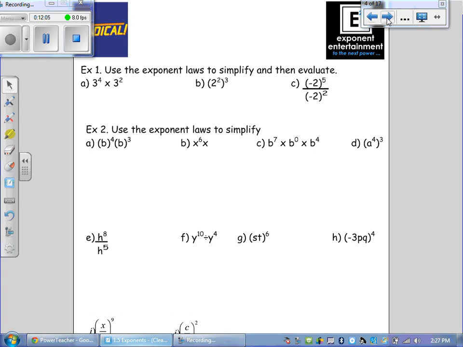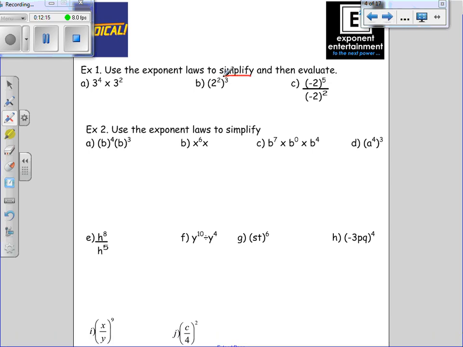3 to the power of 4 times 3 to the power of 2. It's asking you to simplify and then evaluate. So simplify it first. What law do we use, Jared? Just add the two spots together and then you make it one. So what would it be? 4 plus 2? Yeah. 6. Yeah, that'll do it.